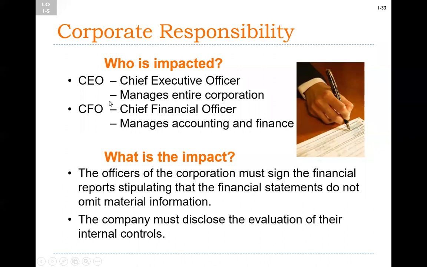So again, CEO, CFO, they have to sign the financial statements. And when they sign it, they're essentially saying that these financial statements aren't omitting any material information and that the information here is good information. It's actually true. In addition to that, there is also an additional disclosure that's required for internal controls. Internal controls are the rules that companies have in place to ensure that the assets are safeguarded and that people just can't easily steal or defraud the company.